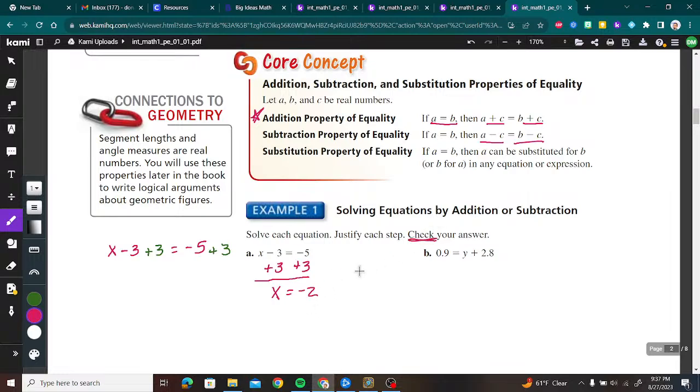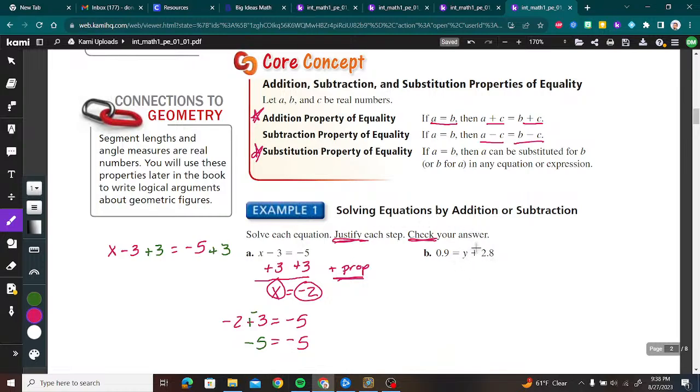It also says check your answer, and it says justify each step. Justify each step, this is the addition property. I'm not going to actually ask that you do that, but just note that at some point there are some problems that say check your answers. To check your answer, we substitute. You know that x equals negative 2. And by the substitution property, we could say, hey, then that x can be replaced with negative 2. So we have negative 2 minus 3, which is actually negative 2 plus negative 3, and negative 2 plus negative 3 is negative 5. So negative 5 equals negative 5.